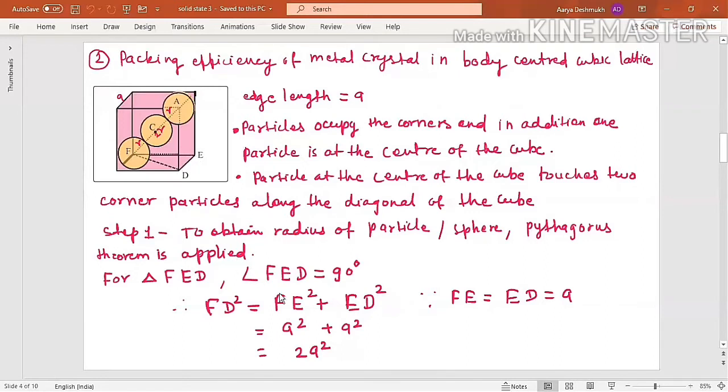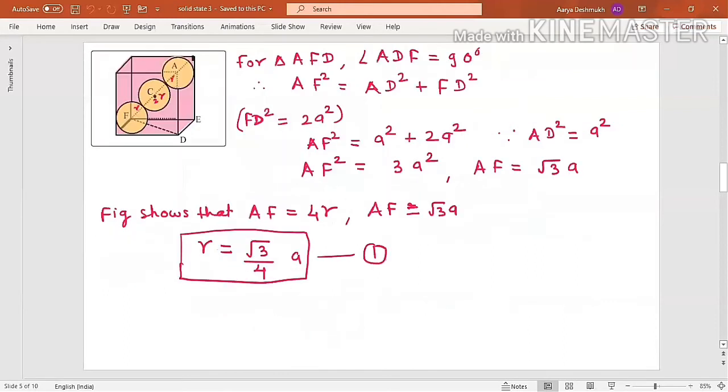Now we know that every edge has the same length, so if we consider the edge length equal to A, then FE square plus ED square would be A square plus A square. It gives twice A square. Here FE equals ED, which is equal to A, the edge length of the unit cell. Now we get FD square equal to 2A square.